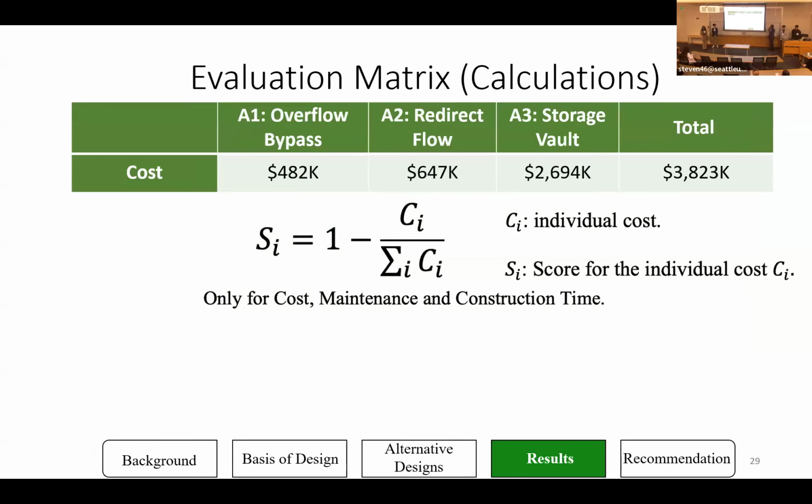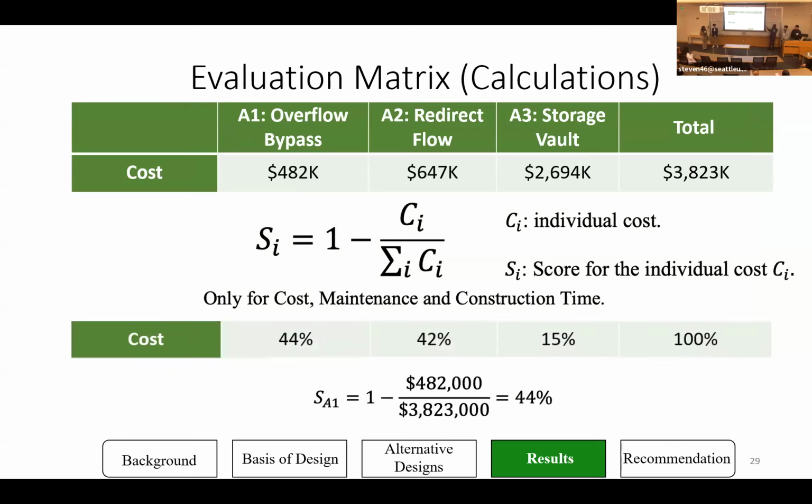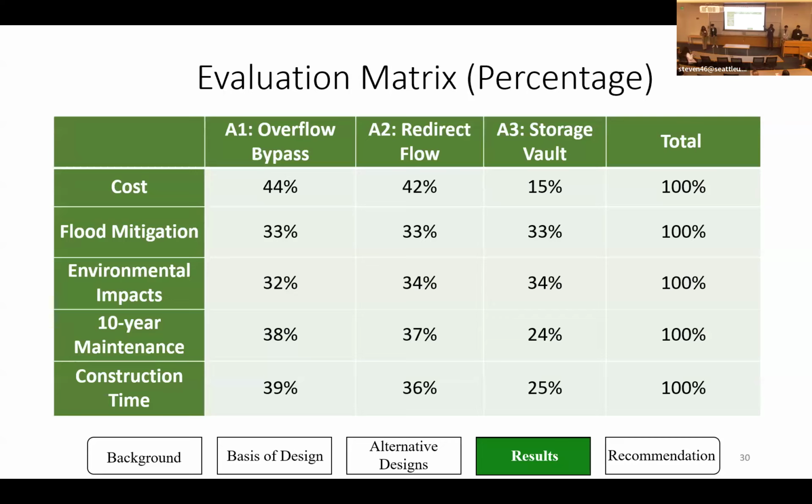So in order to get our metrics, we first evaluated our value in terms of percentage. For cost, maintenance, and construction time, we use the following equation since the highest value should receive the lowest overall score. This is the equation we use to get those values. And this is an example, sorry, of the cost of alternative one, which is the overflow bypass. And then next, this is the table of all the percentages of all our alternative values.